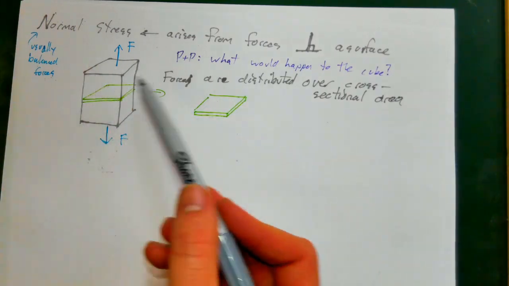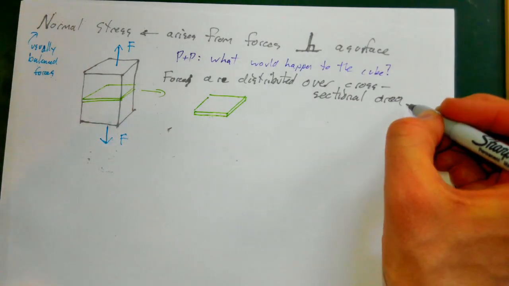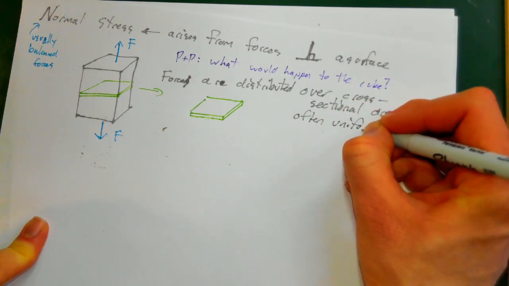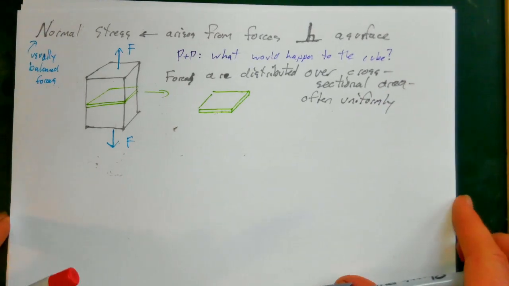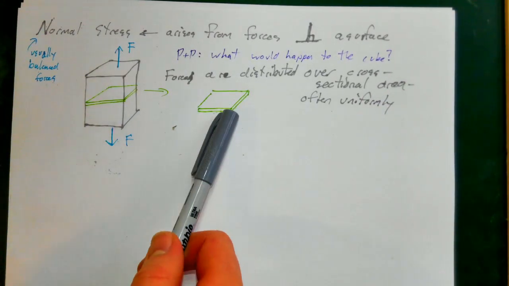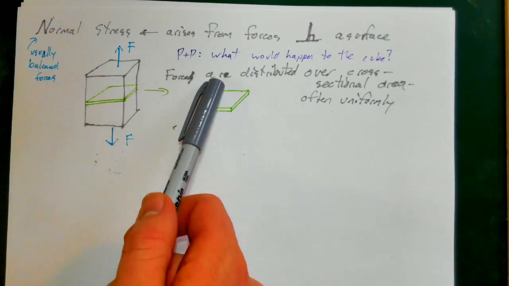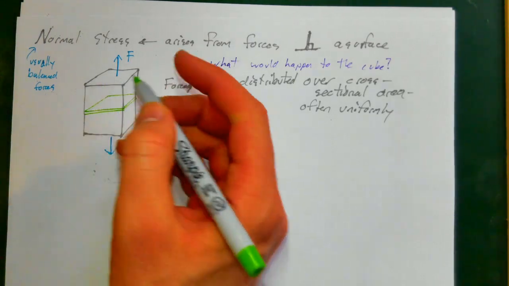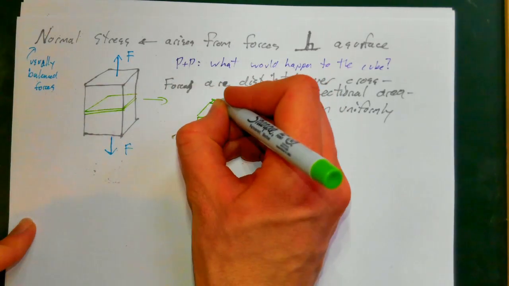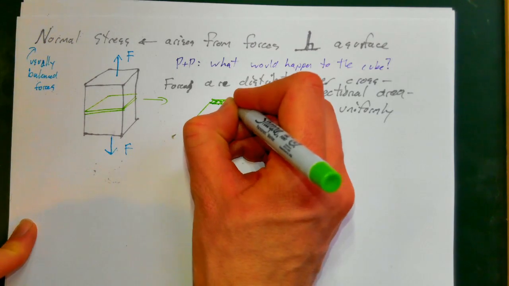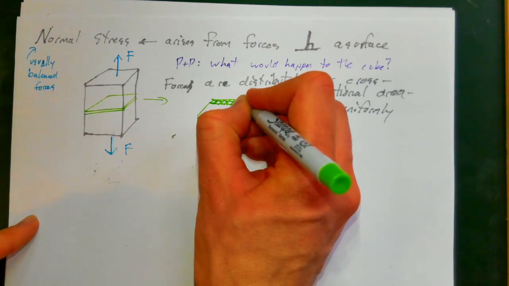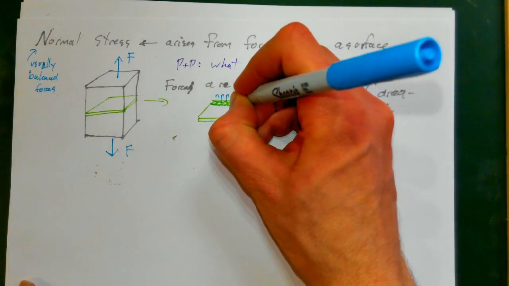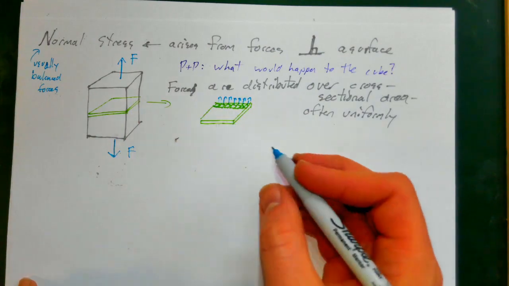Not always uniformly, but often uniformly. So what do I imagine? Well, this force actually gets broken up, and each little bit of this cross-sectional area supports some of this overall force. I could imagine breaking up this cross-sectional area into a whole bunch of little chunks, and each of those little chunks supports some of that overall force.